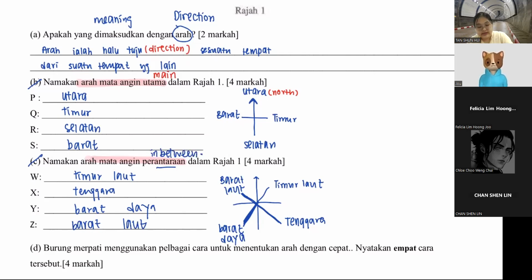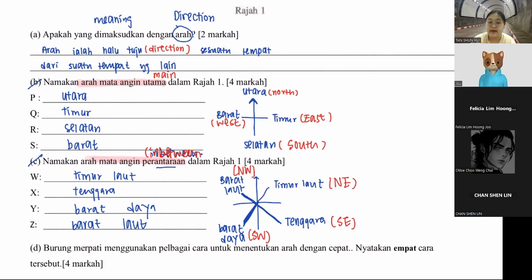Okay, just in case you need the English words. Timur. Selatan, barat. Okay. Now, timur laut, northeast. Tenggara, southeast. Barat daya, southwest. Barat laut, northwest. Okay, can? Now, this one is the most basic one.